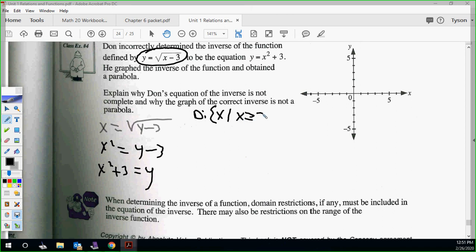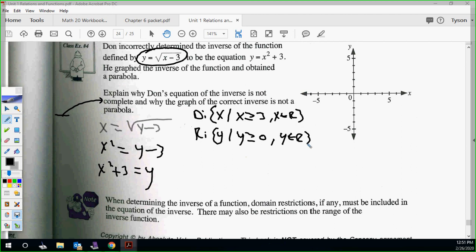Yep. Remember, can't have a negative in the radical, so it has to be 3 or higher. Okay? And then what's the range of the original? A radical graph goes like this. Greater than or equal to 0. Okay? So there's not a plus minus because they gave us this as the original. You're making a good connection.